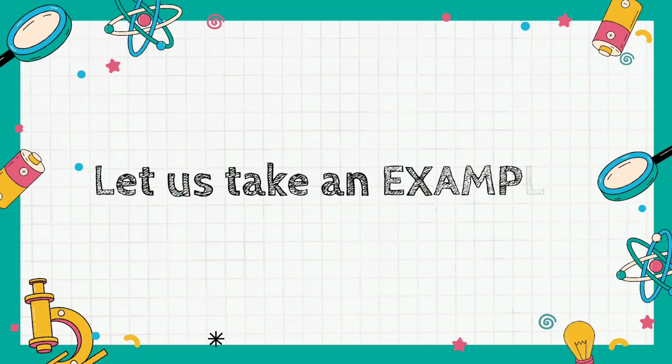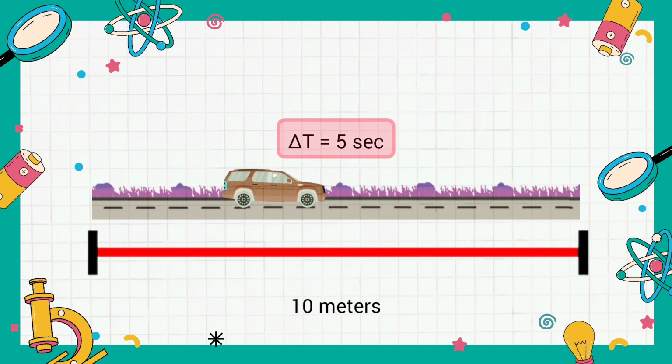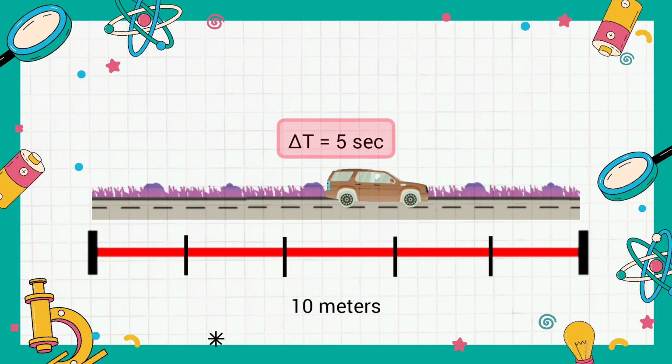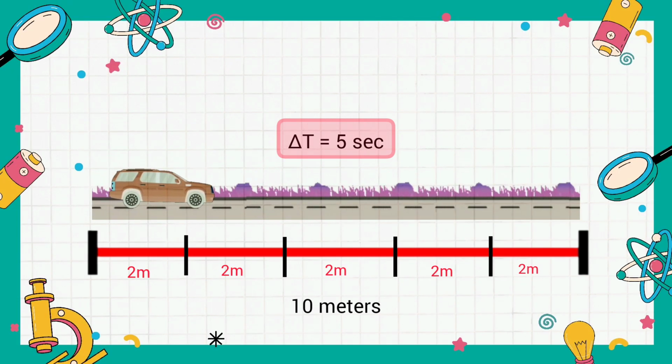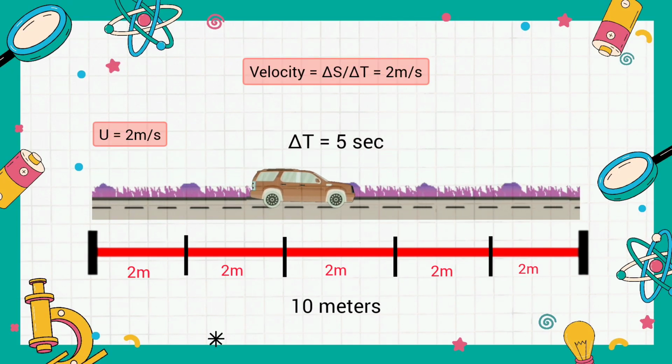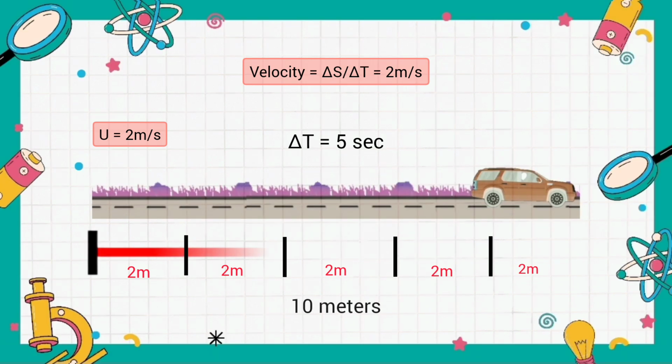Let us take an example. If the car travels 10 meters in 5 seconds, then when we divide the displacement by time, we get the velocity as 2 meters per second. We can cross-verify this by seeing how far the car will go in 5 seconds with this uniform velocity. We would get the displacement to be 10 meters.